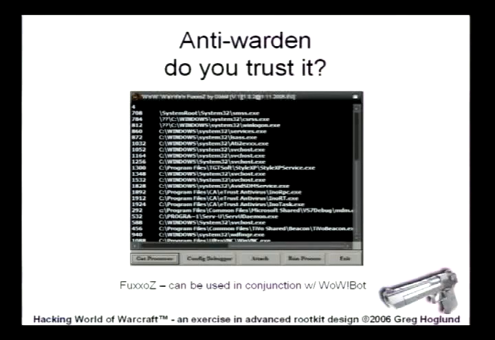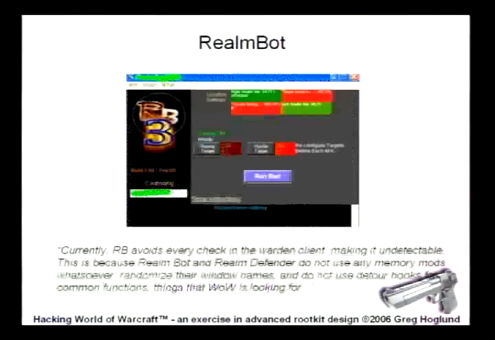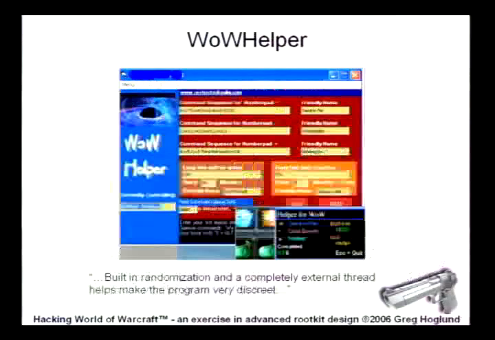So there are programs that you can download that theoretically say, we can get around the Warden, just run our program. But do you have any idea what it does? No. Do you trust it? Do you trust your character that you've been working on for 8 months to this little program? I don't think so. Here's another one, and it's just the bottom. It says, currently RB avoids every check in the Warden client, making it undetectable. Whatever. Here's another one. Built-in randomization and completely external thread helps program stay discreet.